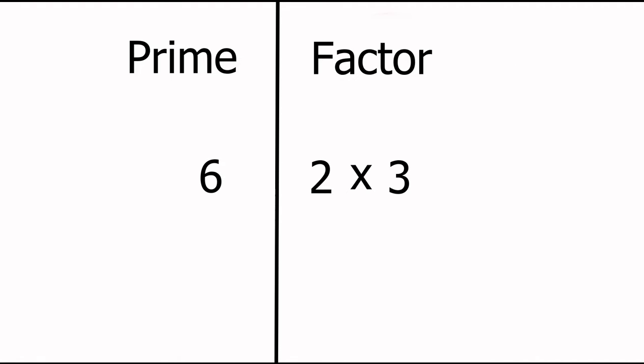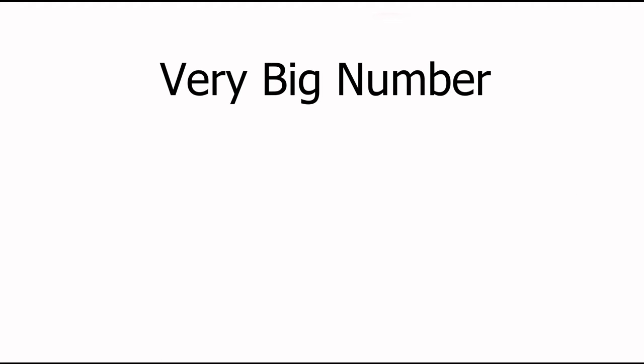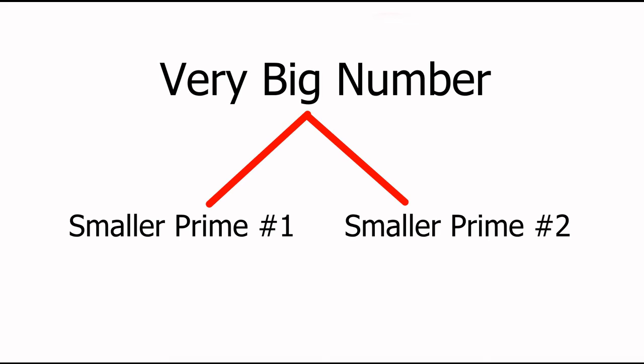Prime factors are prime numbers that make up another number. So the prime factors of 6 are 2 and 3. You can do this with all sorts of numbers, like 25, or you can do it with 36 or 101. A common encryption technique is to have a very, very, very large number, which is composed of just two very large prime numbers. The technique works like this.